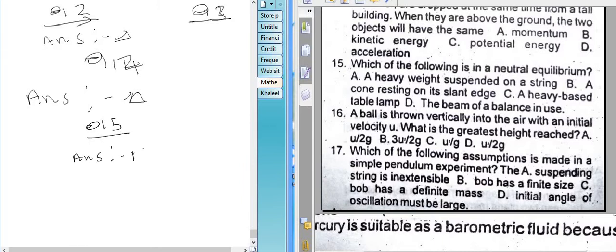The right option is option B always. As we are having a cone which is resting on its slant edge, this is like a horizontal. Whenever you take it from its original position, it will tend to come down to rest at its original position. So this is the cone resting on its slant edge. That is it.